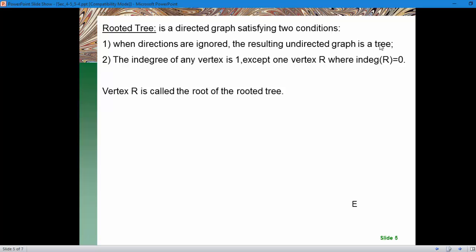And if you remember the definition of a tree, it's a graph that is connected and has no cycles. That's the first condition. When you ignore the directions, the resulting graph is a tree. Now there is a second condition. The in degree of any vertex is 1, except one vertex. That special vertex is called a root, where the in degree is 0.